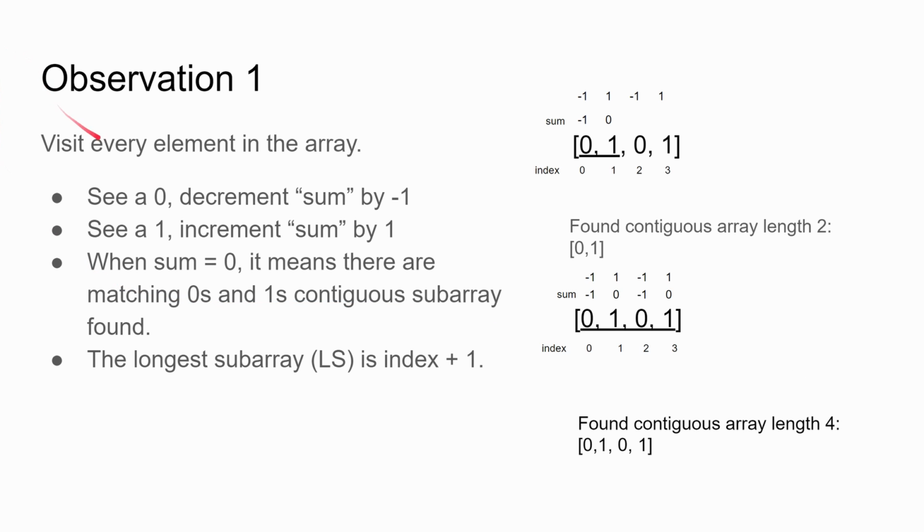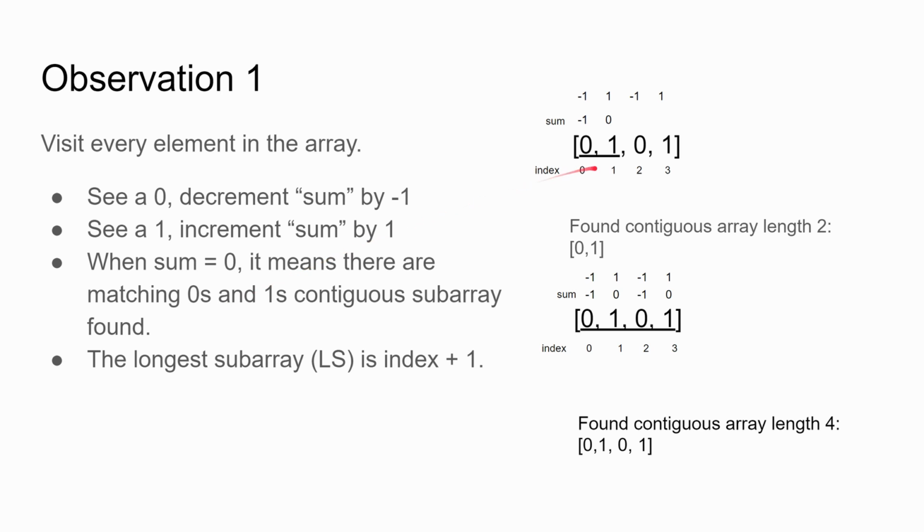For an application, it will visit every element in the array, and if it sees a 0, it will decrement sum by 1. And if it sees 1, it will increment sum by 1. Once sum is 0, it means there are matching zeros and ones, so a contiguous subarray is found. So the longest subarray, ls, is index plus 1. So when sum is 0, it will see if the index plus 1 is bigger than ls.